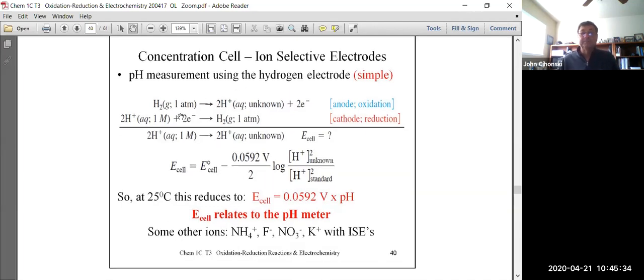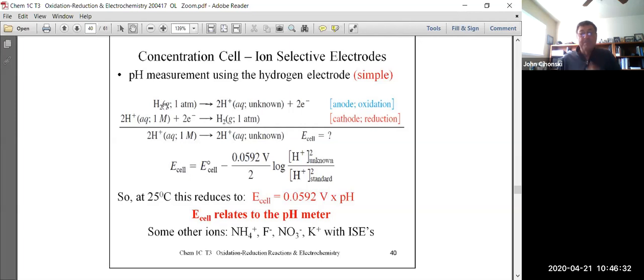So let's look at what we do. We can have something like an anode where we say this would be the unknown solution, okay? So we have hydrogen gas going in, it forms hydrogen ions, but it's an unknown concentration. That's why it's the unknown, okay? So the cell is the same as we wrote before, except for the hydrogen ion or proton concentration. Then, as written, the cathode reduction is all in standard state. So the only variable we have is this unknown hydrogen ion concentration. So if we add these up, what do we find?